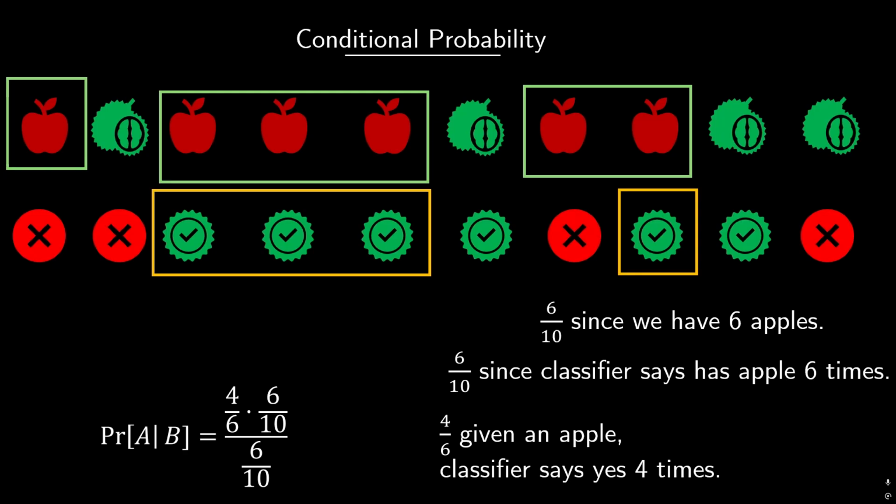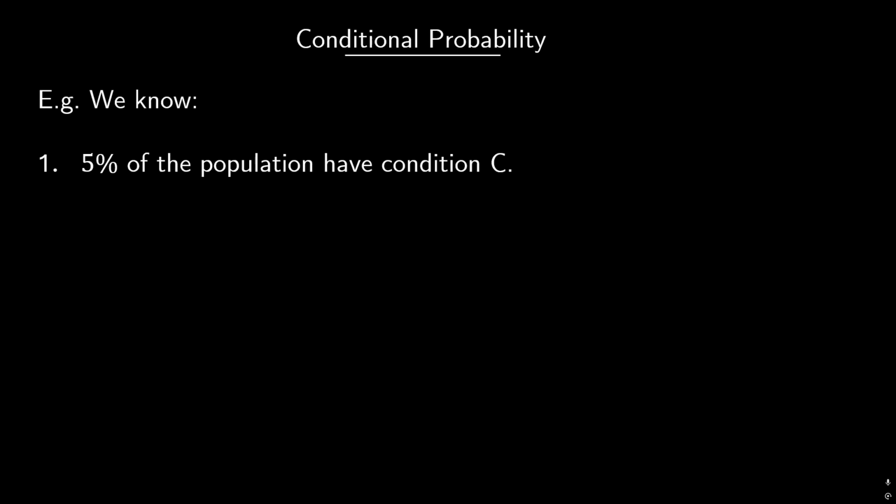And at this point, you might be asking, why do it this way? Why do we have 2 formulas for the same thing, right? So let me give you an example. Here's a different example. Let's say we know, for example, 5% of the population have some condition. Let's call that condition C. So it's some kind of illness, some kind of sickness.